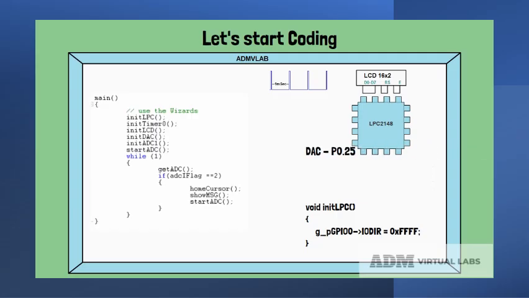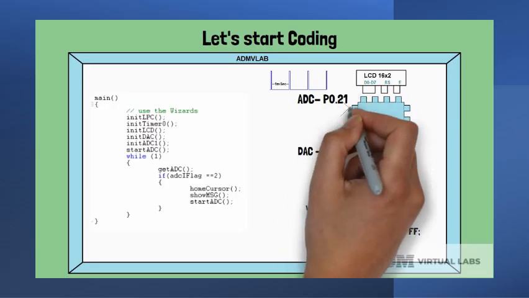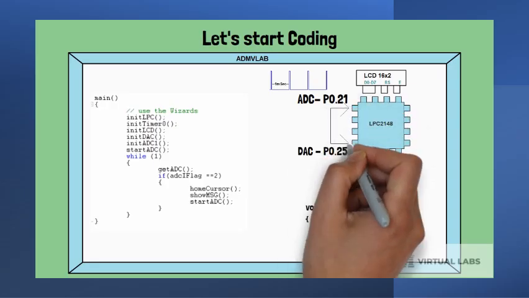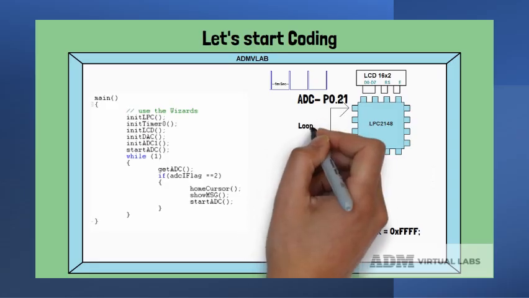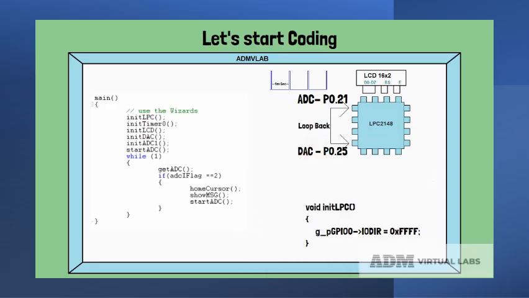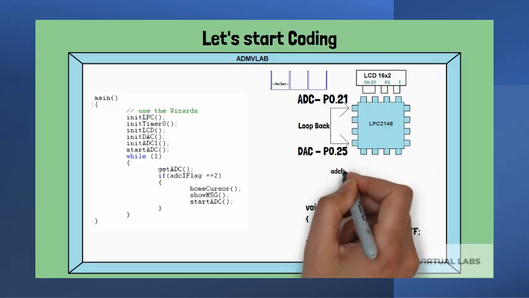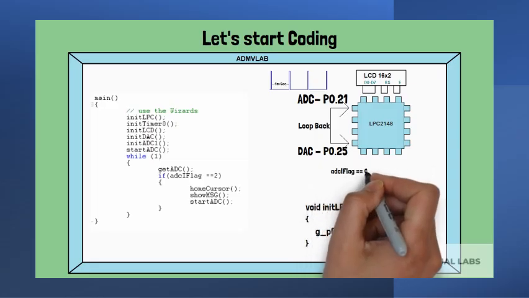In the fourth function call, initialize DAC, we configure the multifunction port pin P0.25 for digital to analog conversion. While in the fifth function call, port pin P0.21 is configured for analog to digital conversion. We then use flying leads to complete an analog loop back between DAC and ADC. We then start ADC conversion by clearing the ADC interrupt flag and enter a while one loop.